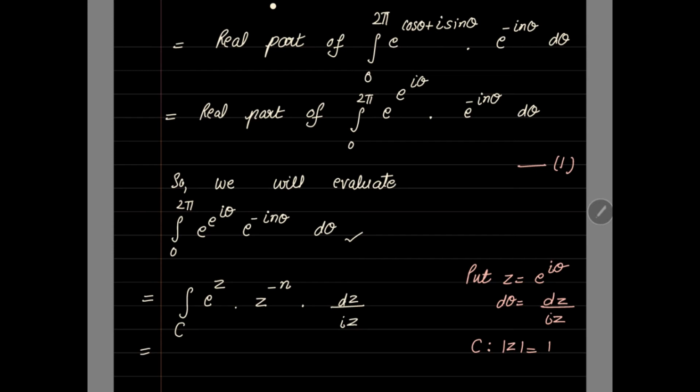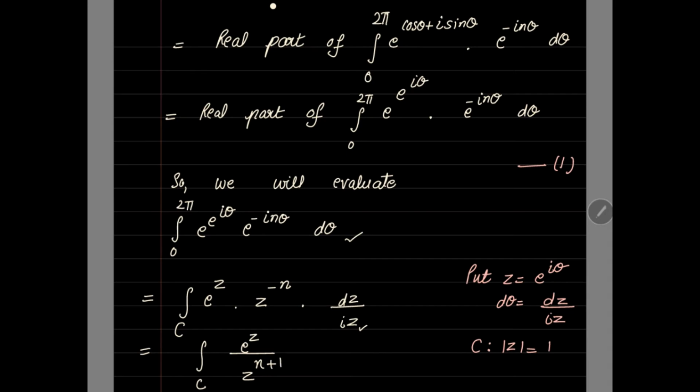Alright. So this is equal to further e to the power z. If I take z to the power minus n to the denominator, this will be z to the power n. And here also I'm having one z. So this will be z to the power n plus 1.